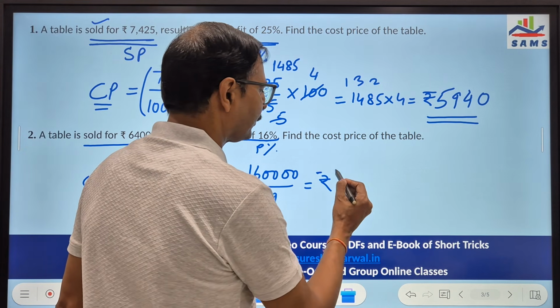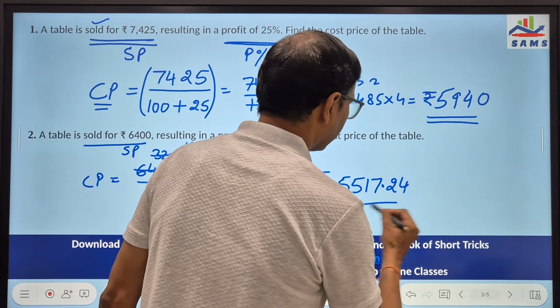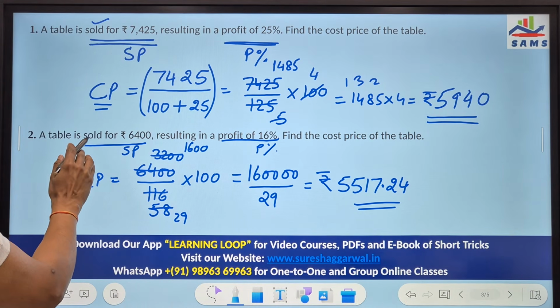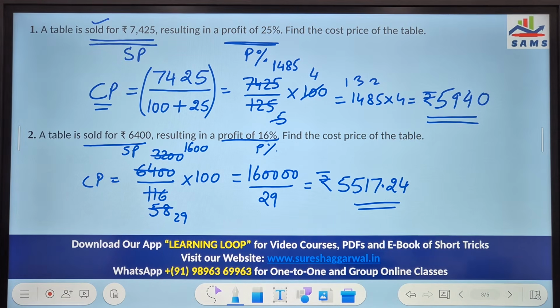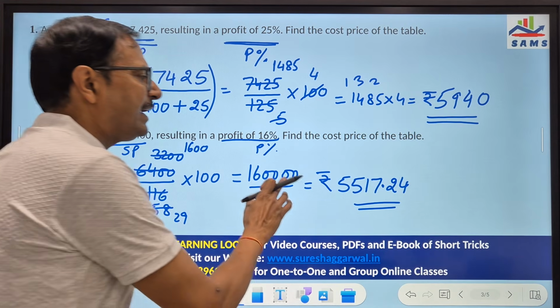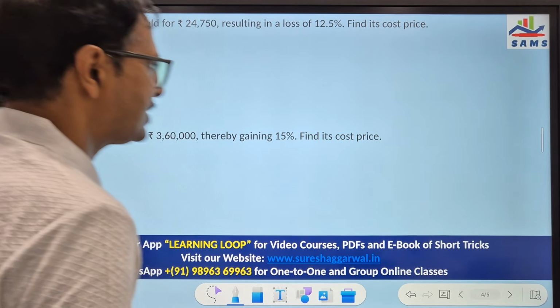5517.24. Look at the selling price, it is 6400, so obviously there is profit. Now the calculation is only a last division, that's it, nothing else. So let's see some more questions here.